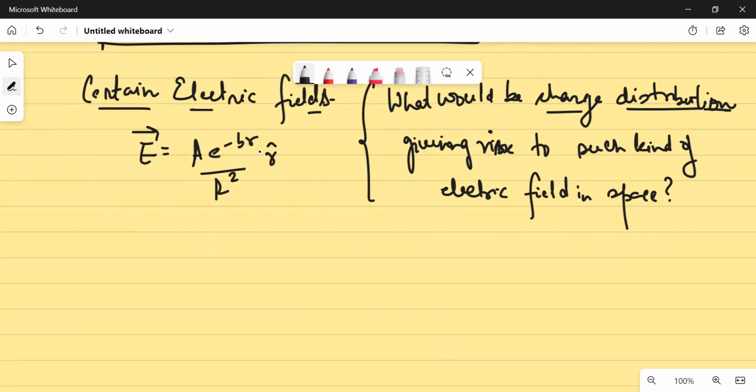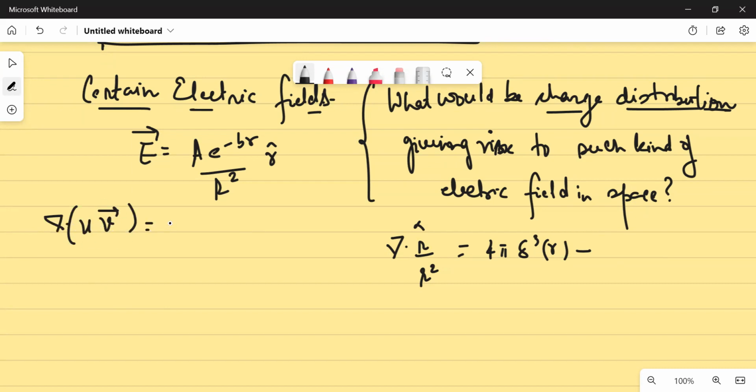Okay, so now if a certain electric field is given, you should remember that we wrote the divergence of r cap upon r square. So for example, the divergence of this vector field was equal to 4 pi Dirac delta cube of r. This is what we know from our initial discussions on the Dirac delta function. And also there is a vector identity which suggests that if I want to find the divergence of u v vector, where u is a scalar and v vector is a vector, it will give me I think u divergence of v vector plus grad u dot v vector. Is that clear?